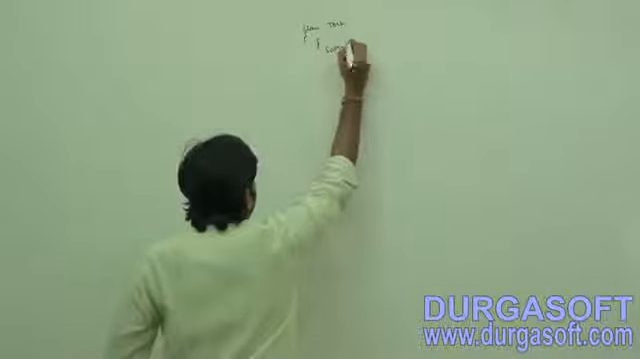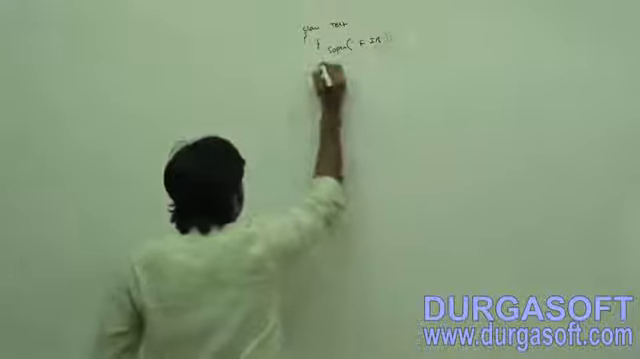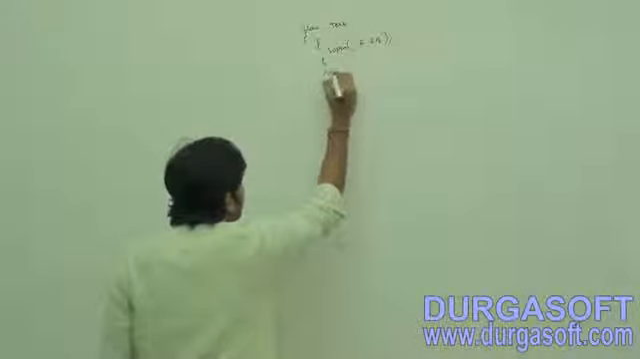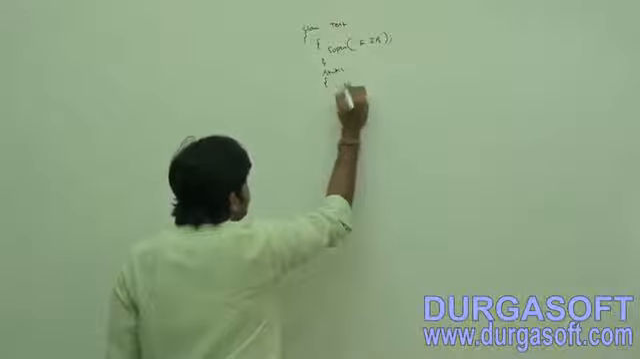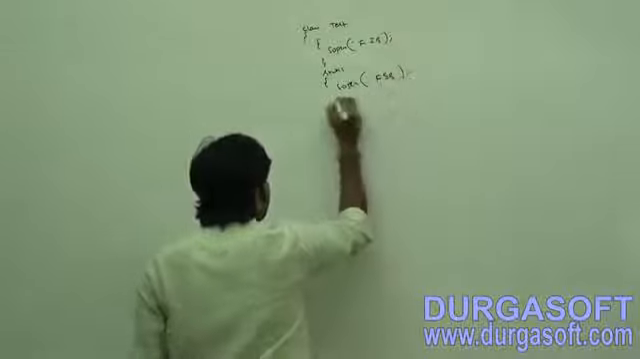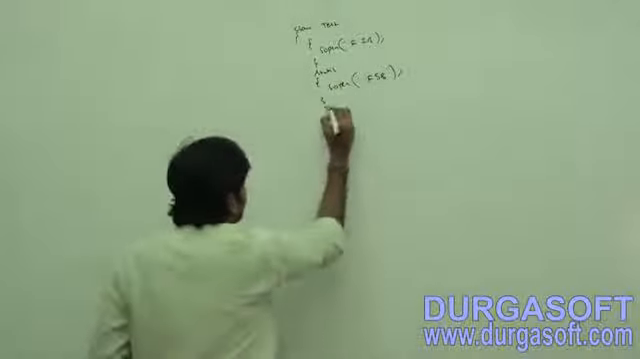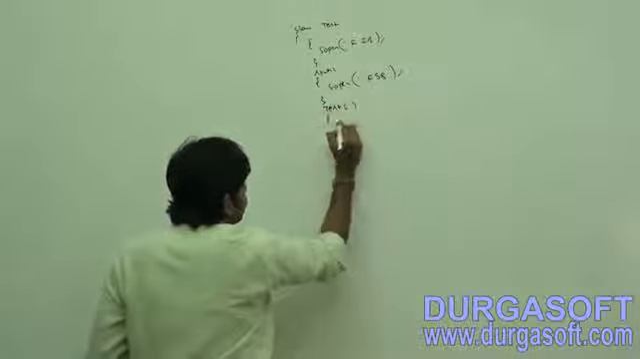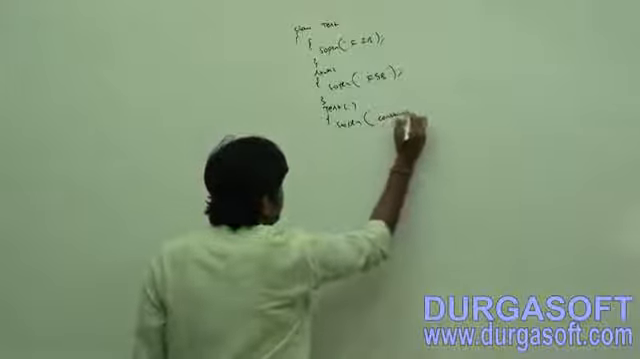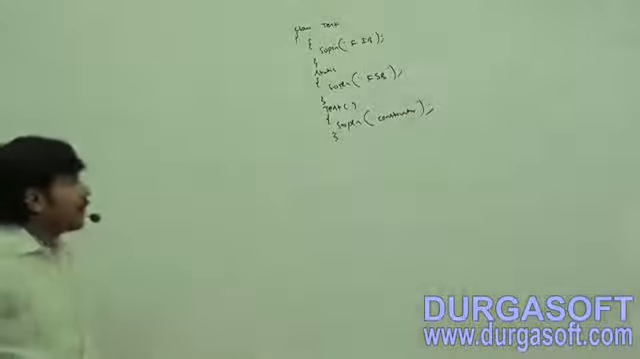System.out.println, "First instance block". Now I am taking a static block. System.out.println, "First static block". Next I am taking Test, the constructor, with System.out.println of "Constructor".